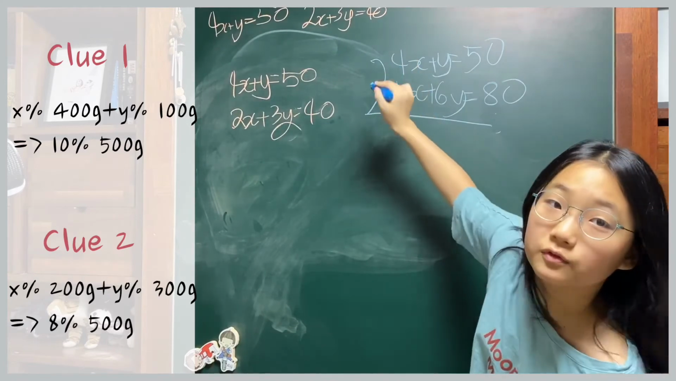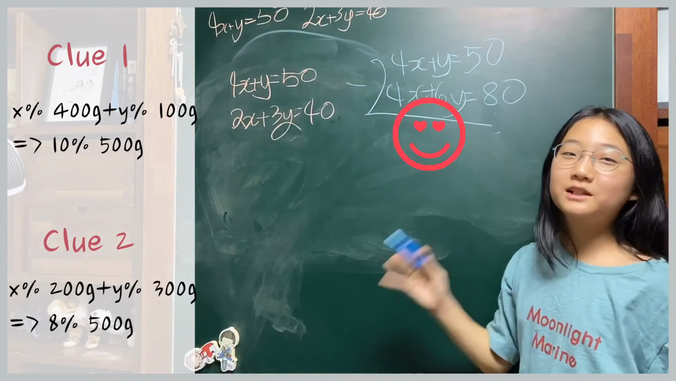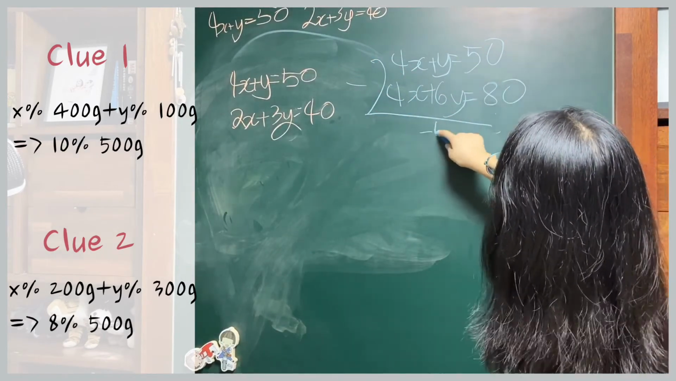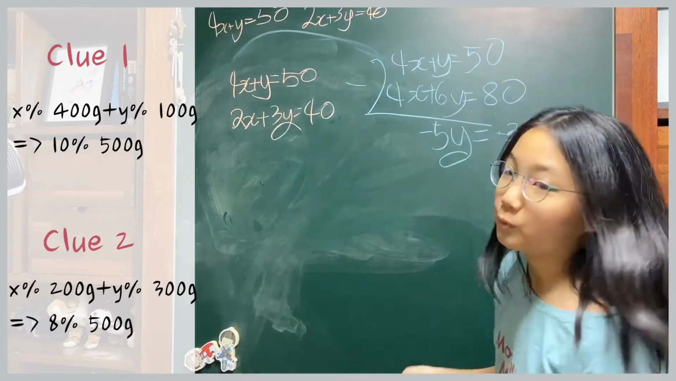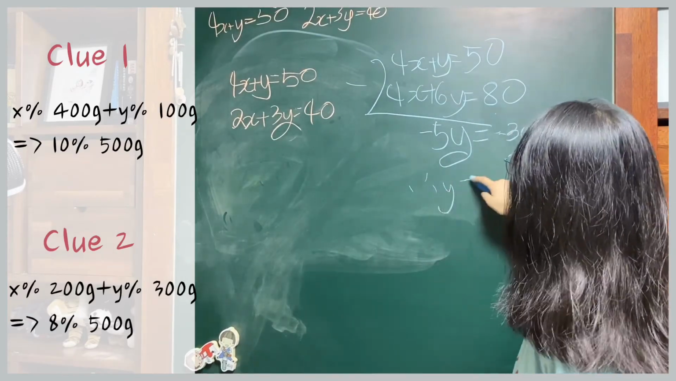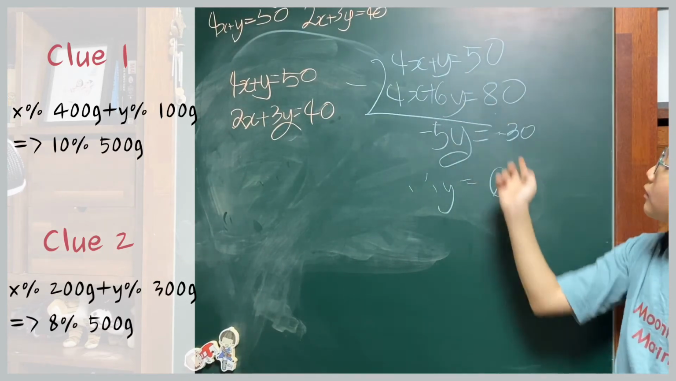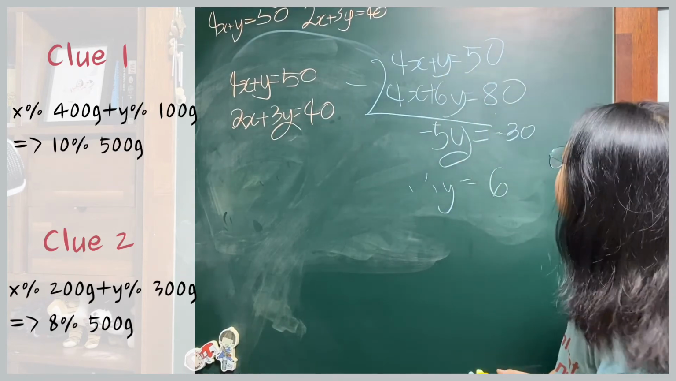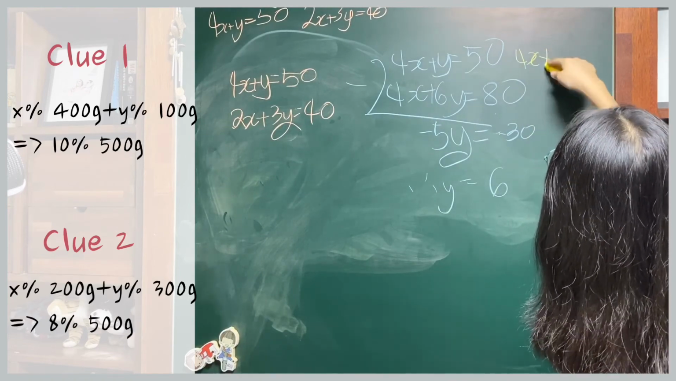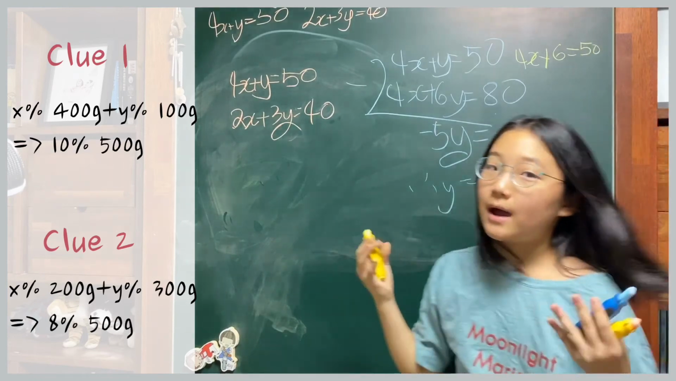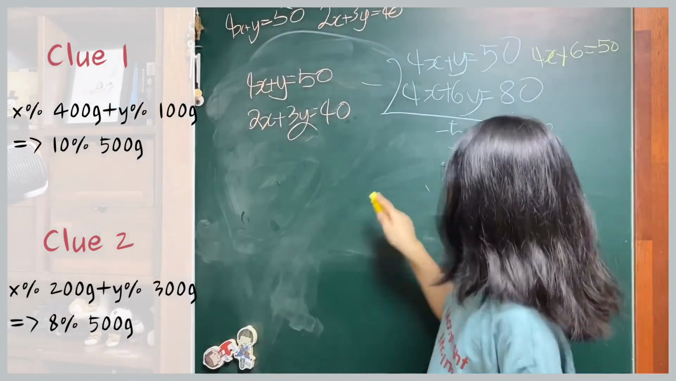So 4 minus 4 is 0. Now, we don't have x anymore. Yay! Now, we can get this: minus 5y is equal to minus 30, which leads y to 6. And let's put this 6 into this part. It looks easier than this part. Now, that means 4x plus 6 is equal to 50. That means 44 is equal to 4x, which leads us to this.